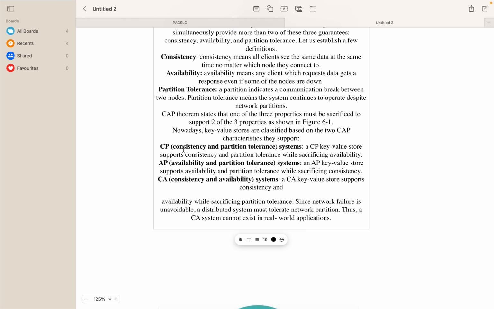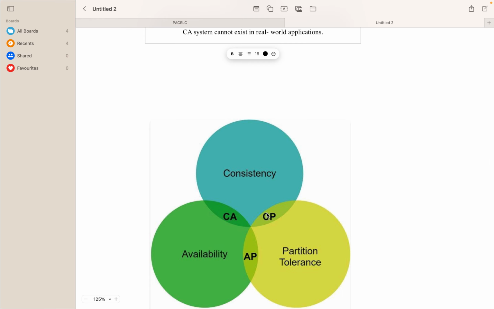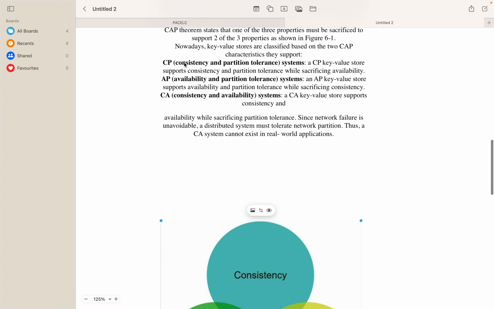There are generally three types of systems: CP, AP, and CA. You can see the cross sections here. CP systems are consistency and partition tolerance systems. AP is availability and partition tolerance, and CA is consistency and availability. CA means providing consistency and availability while sacrificing partition tolerance. Since network failure is unavoidable, a distributed system must tolerate network partition. Thus, a CA system does not exist in a real world application.